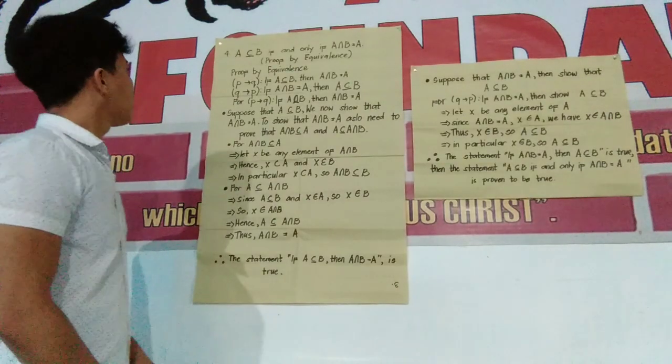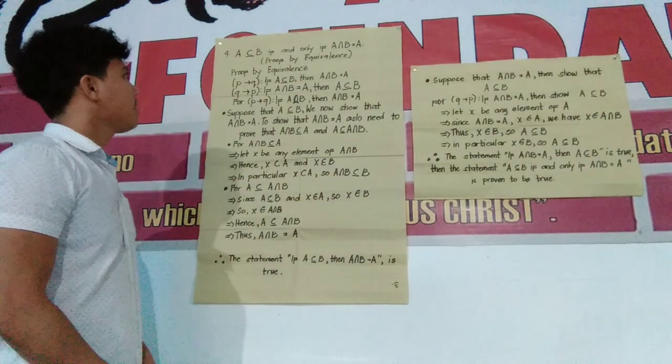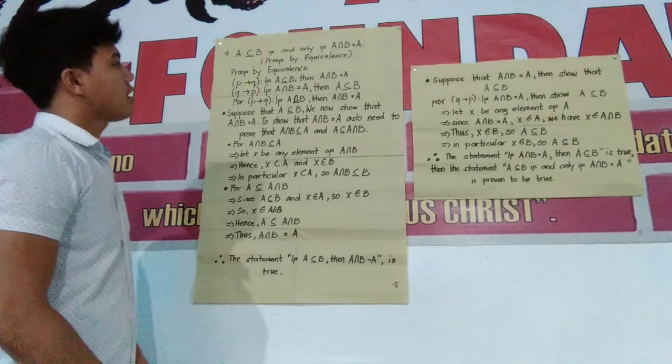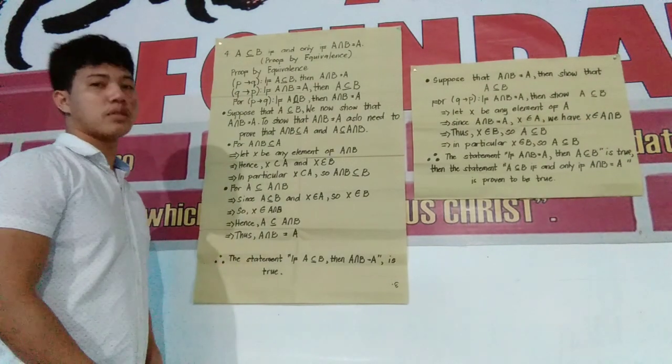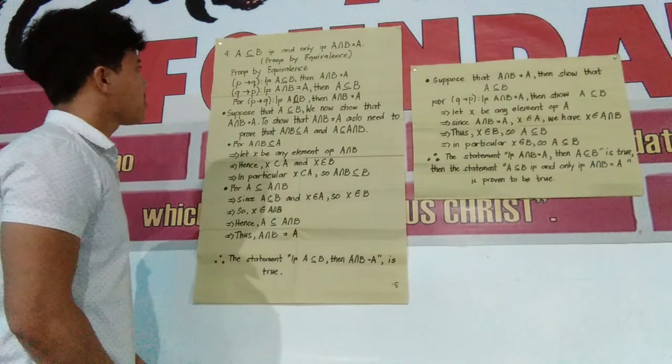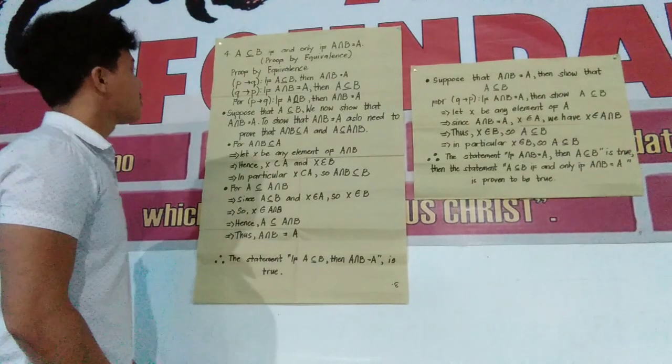Number 4. A is a subset of B if and only if A intersection B is equal to A. So we have to prove this using the proof by equivalence.